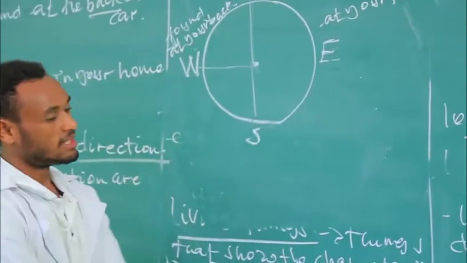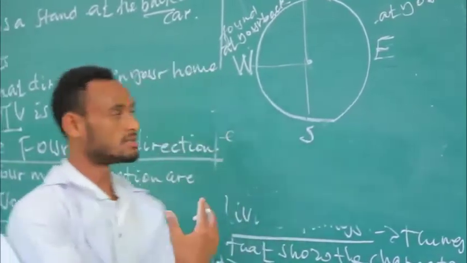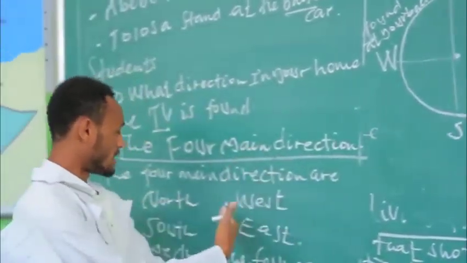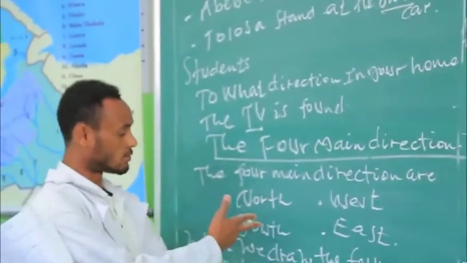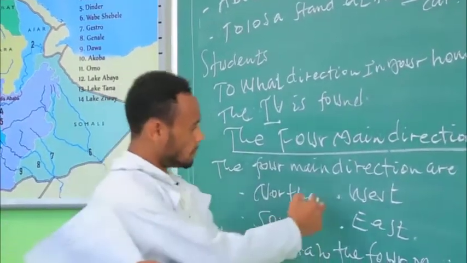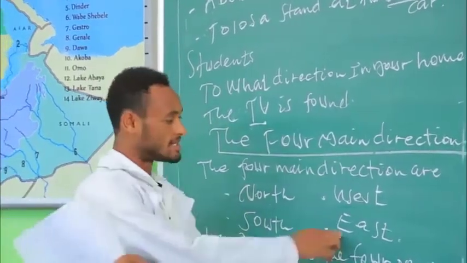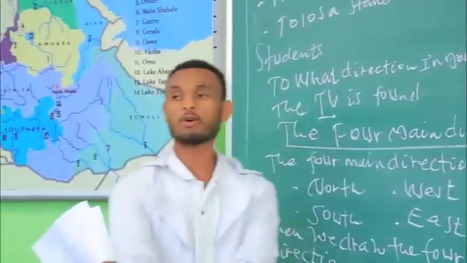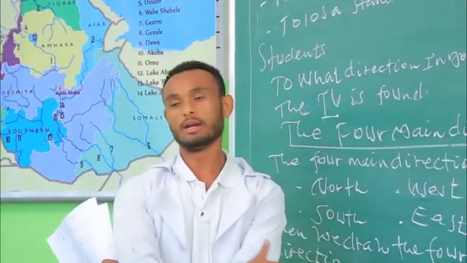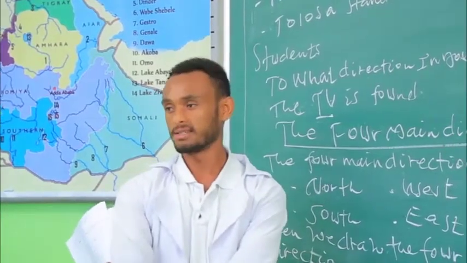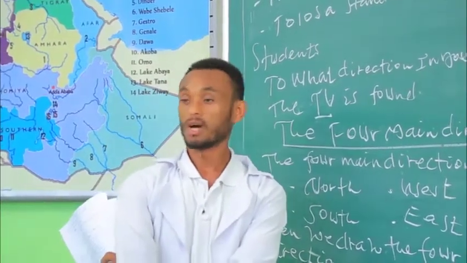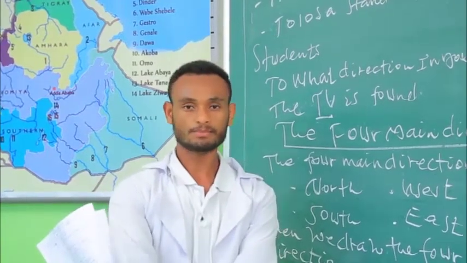And also we have seen the four main directions. The first one is north, the second one is south, the third is west, and east. By using these four main directions, you can locate a given object. Do you have any questions, students?